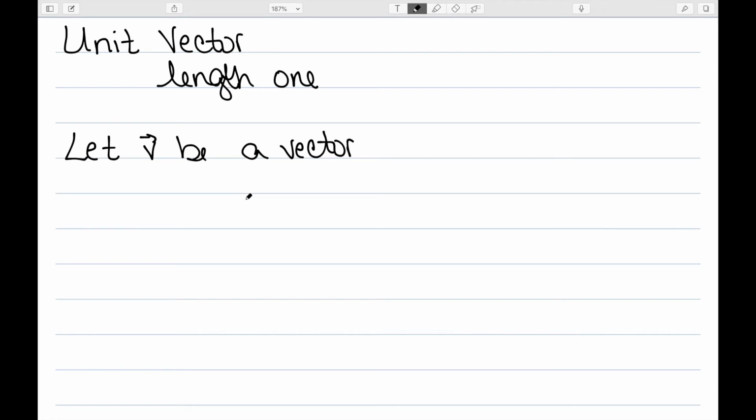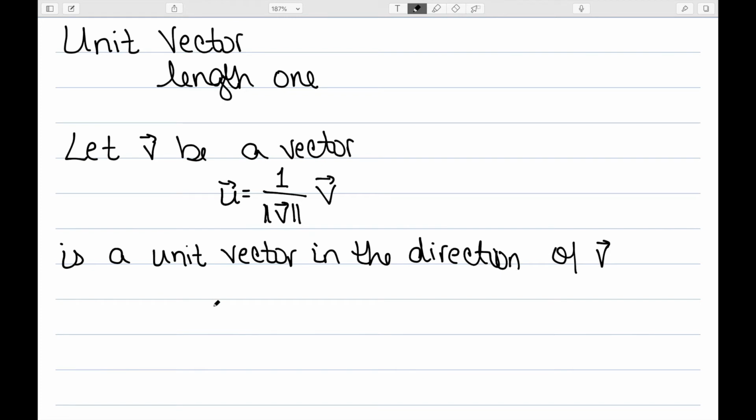One special type of vector is called a unit vector. And a unit vector has a length of 1. And a lot of times we want to take any vector we have and change it to a unit vector. So let's start with v being a vector in Rn. I'm going to define u to be 1 over the length of v times v. This is going to be a unit vector in the direction of v.